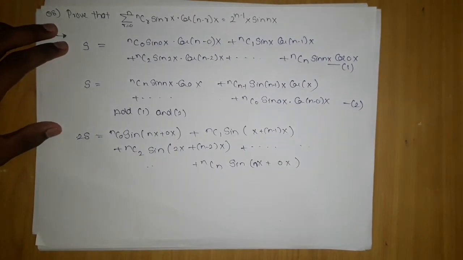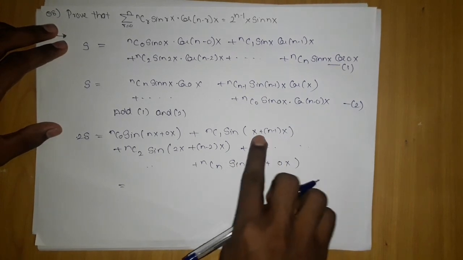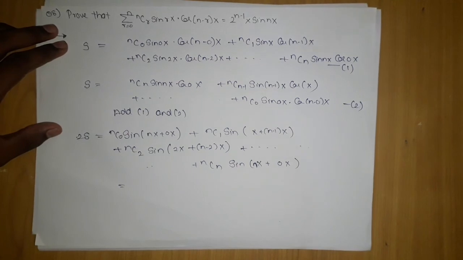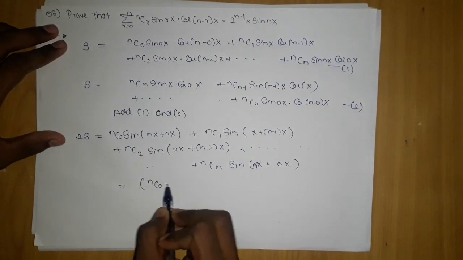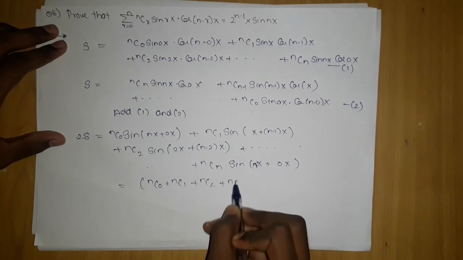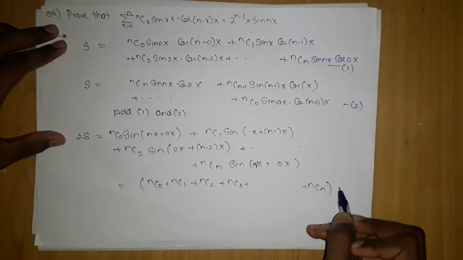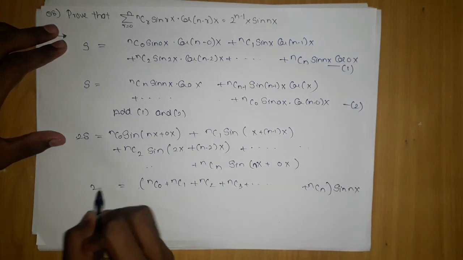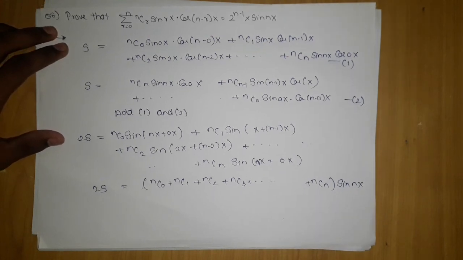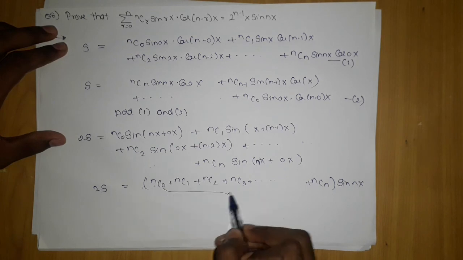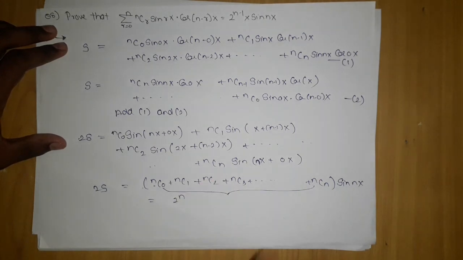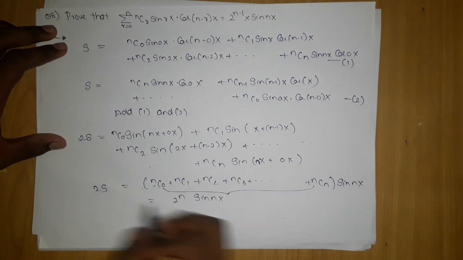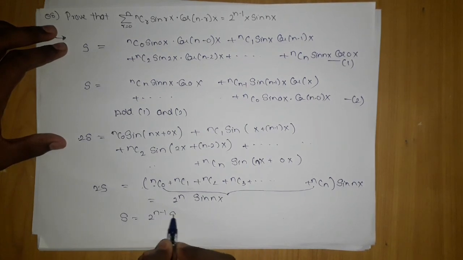If you try to add them, the x terms will cancel out and you will be left with sin nx. Here also sin nx, here also sin nx, and all the terms will be sin nx only. So you will be left with nC0, nC1, nC2, nC3, and so on till nCn, and here we will have sin nx into 2S. When you move on to series summation, you will come to know that the sum of this series is 2 power n. We will discuss that in detail, but for the time being just remember that nC0 plus nC1 plus nC2 and so on till nCn is 2 power n. So this will be sin nx as it is, and this 2 will move here, which gives S equal to 2 power (n minus 1) into sin nx.